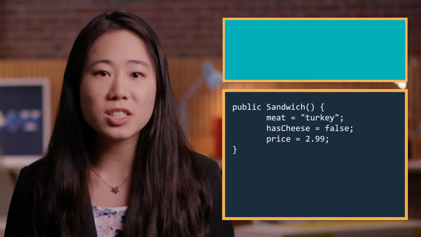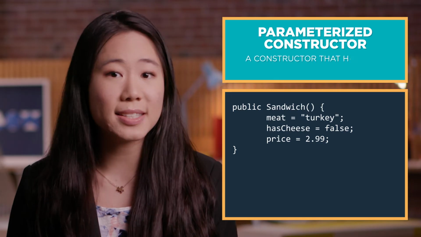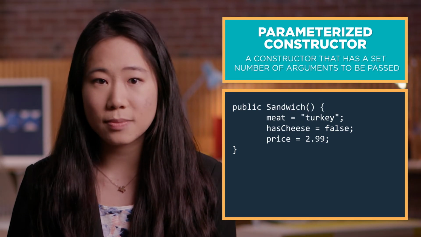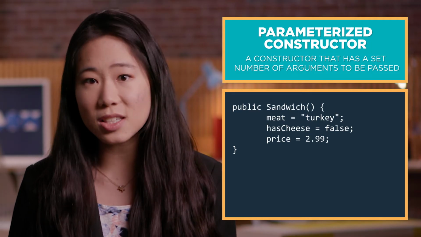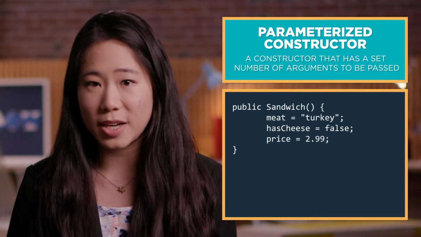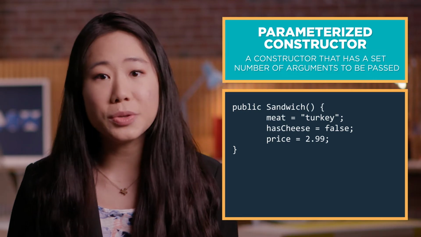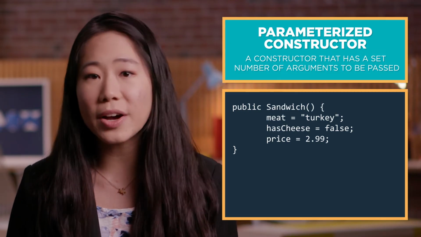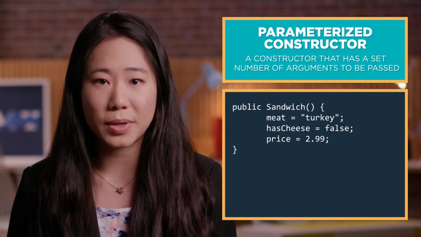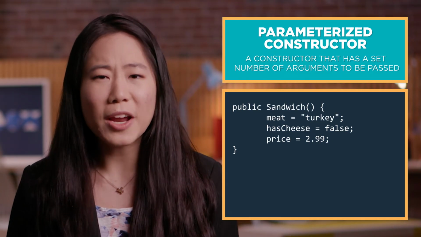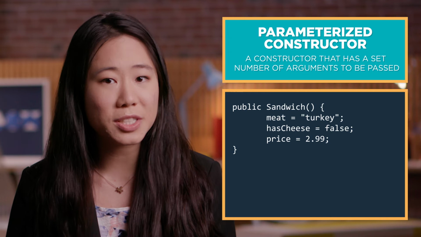A parameterized constructor is a constructor that has a set number of arguments to be passed. Its purpose is to assign user-specified values to the instance variables when instantiating an object. I can use a parameterized constructor to allow customers to specify their meat and whether or not they want cheese on their sandwich. Let's write a parameterized constructor for the sandwich class with two parameters.